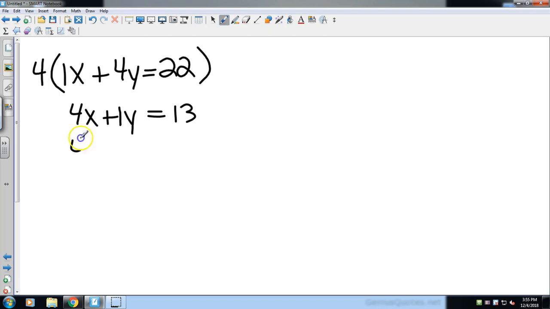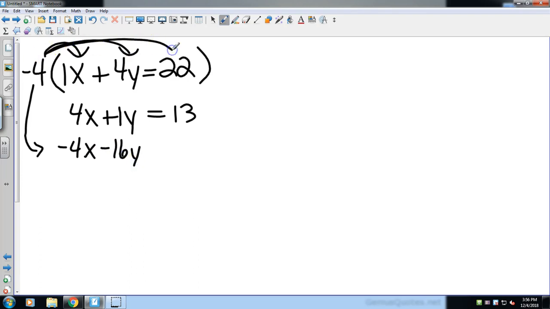Now, if I put that 4x there, remember these would both be positive, so 4x plus 4x gives me 8x. So since the signs are the same, I'm going to actually multiply by negative 4, and watch what happens. I'm going to bring this one down to this row. Negative 4 times 1x is negative 4x. Negative 4 times positive 4y is negative 16y. And then negative 4 times 22 is negative 88.